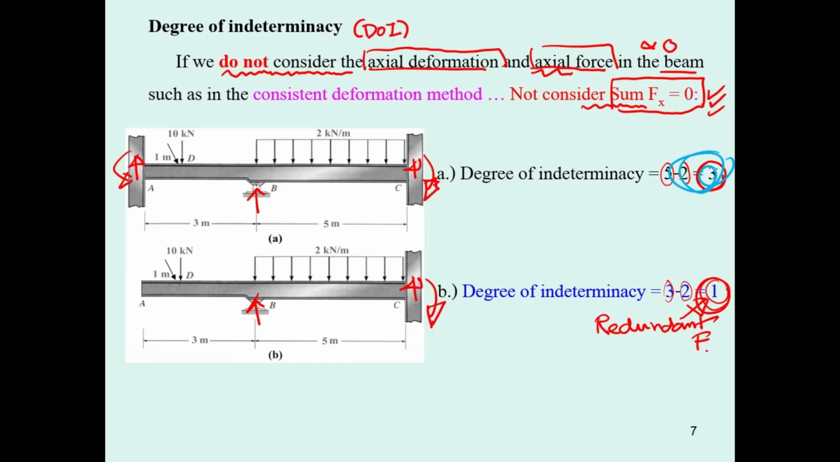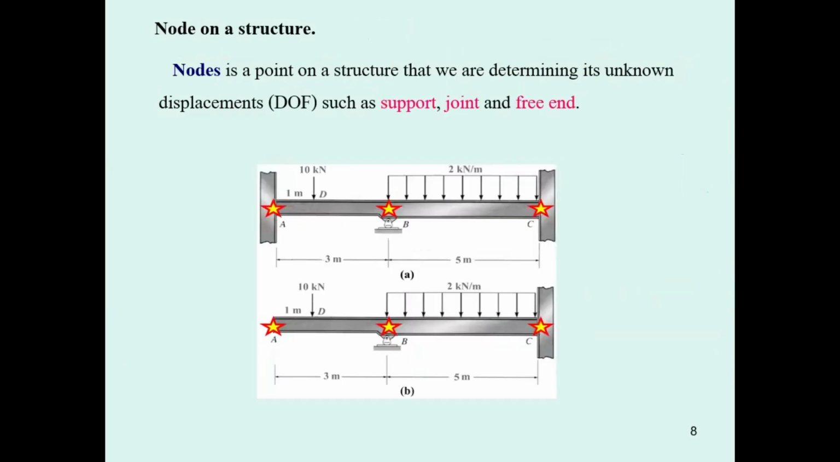Now, engineers had to develop some method to solve problems with a high degree of indeterminacy. There is a professor at the University of Illinois Urbana-Champaign in the United States of America. He developed slope deflection.